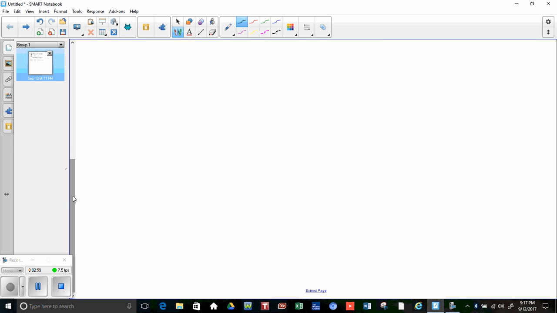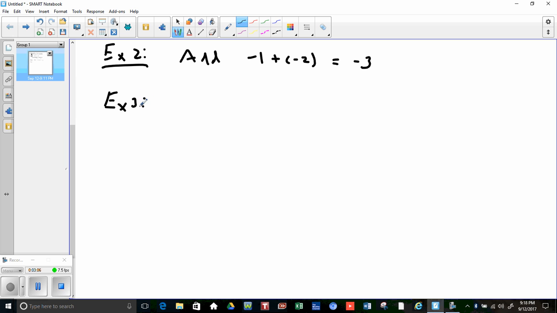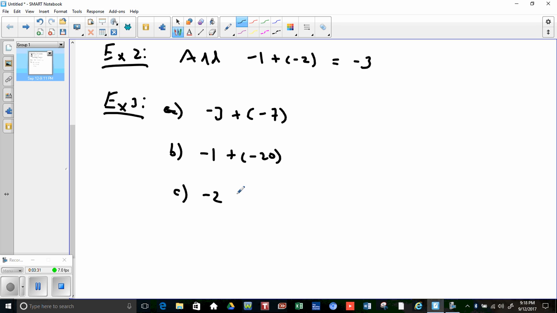All right, just extended the page a little bit there. All right, so let's do a few examples in one here. So, oh, that's an A, B, C. So for letter A, we're going to do -3 plus -7. For letter B, we're going to do -1 plus -20. And C, we're going to do -2 plus -10.